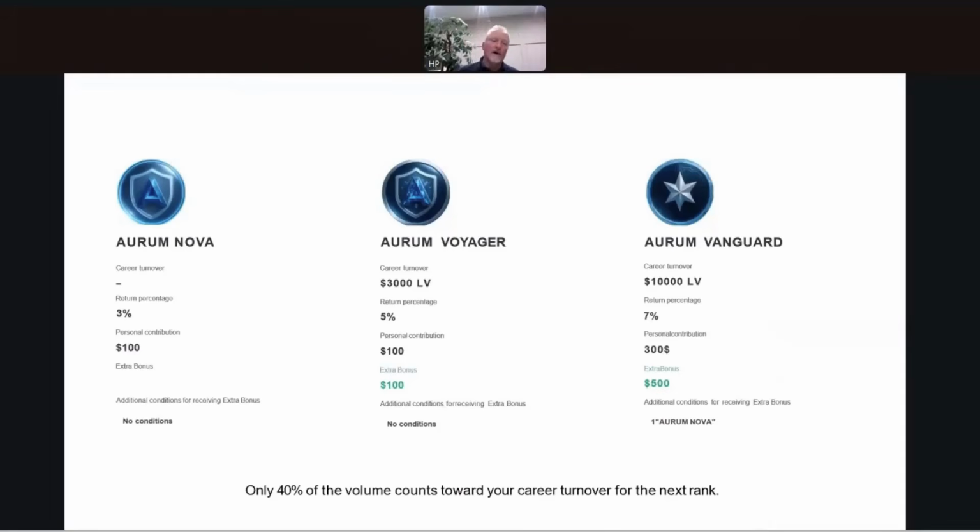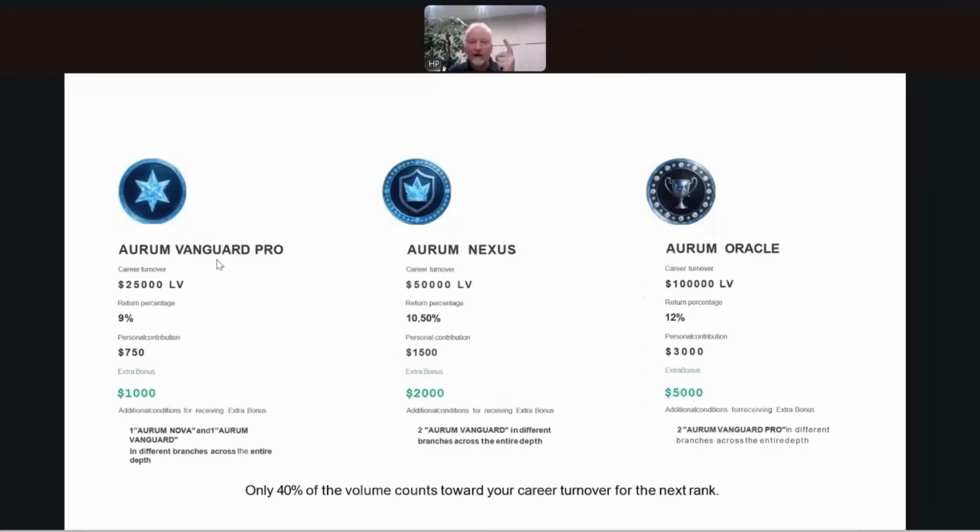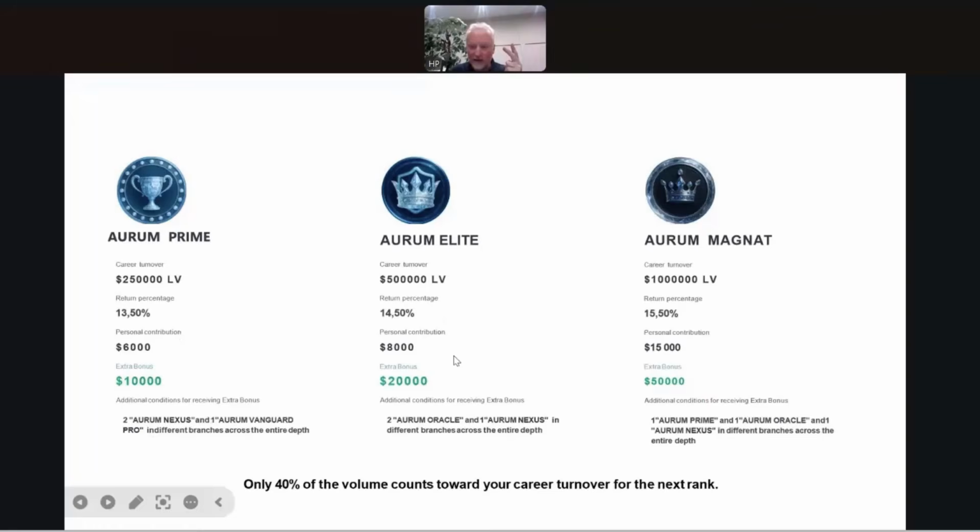Now, let's talk about the qualifications again. So you need the volume, 25,000, 62.5. Remember the volume requirement, but there's also a structural requirement. To be a Nova, you can build it on 1 leg. To be a Voyager, 1 leg. You don't need your second person introduced. To be Vanguard, 1 leg. You don't need to introduce a second person yet. But if you want to go Vanguard Pro, you need to have 2 people in your team. You have to introduce your second person by the 4th rank. Now, to go from Vanguard Pro, you need 1 person registered, and you need somebody at Vanguard. You need 1 leg to be at Vanguard.